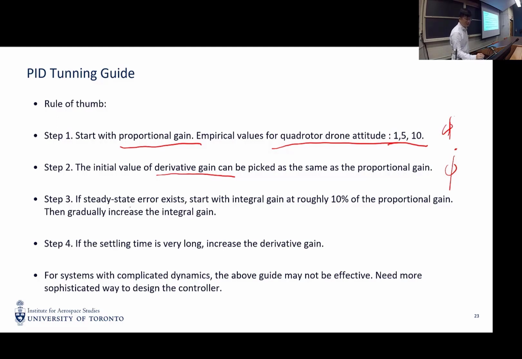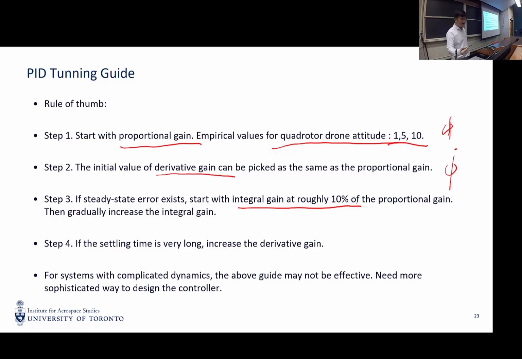And if you observe steady state error, you start with an integral gain of roughly 10% of the proportional gain. And then observe the response. If the steady state error converges too slowly, you just increase it a little bit.